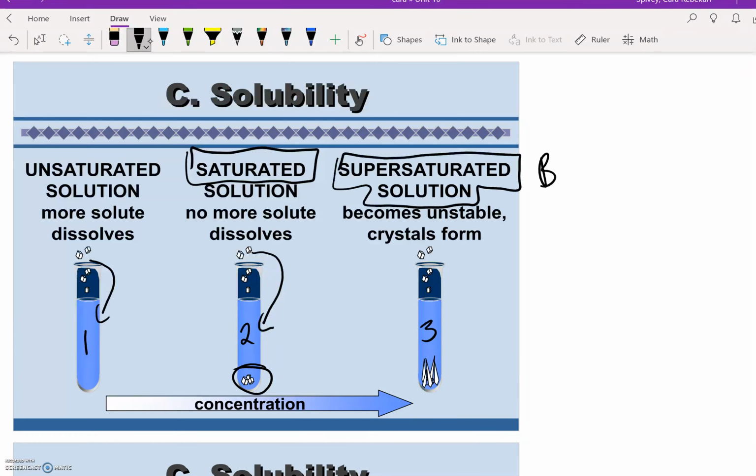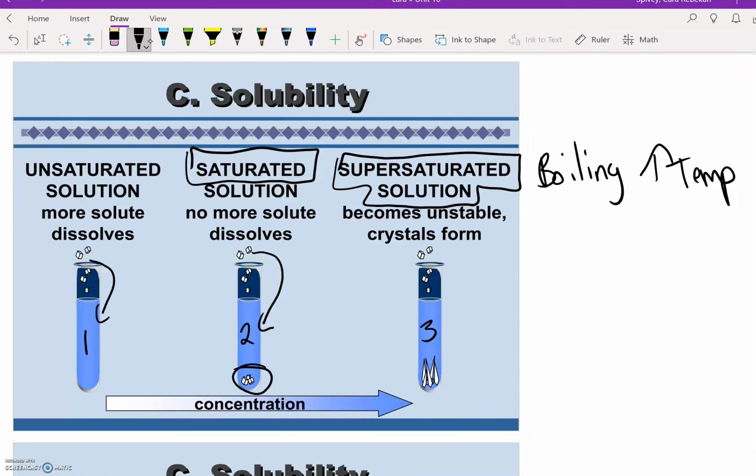Lastly, supersaturated solutions are something that is created in a lab. We do this by boiling. As you know, as you increase the temperature of something, you're able to dissolve more stuff. You've probably tried to dissolve salt in water or sugar in your iced tea, and when it's hot, it's a whole lot easier to do that.